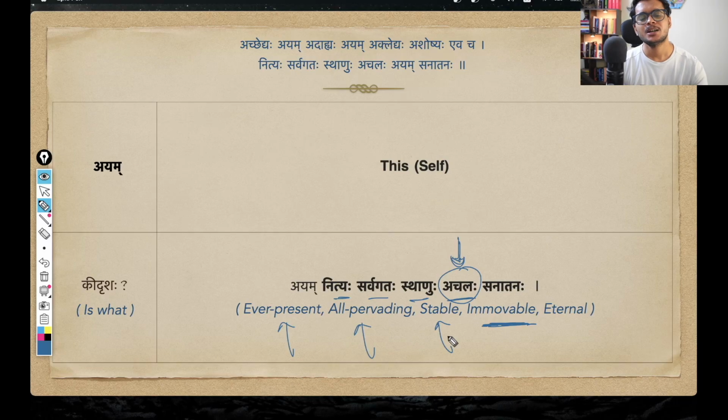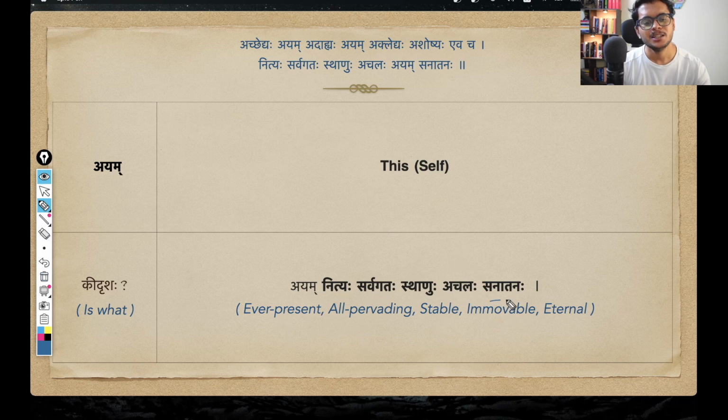This achalaha can also be understood as something that is immutable. And that again we are seeing with this same thing, that if it cannot be cut through, if it cannot be made wet, if it cannot be dried up, then of course it is avyaya. It is immutable. It is changeless. So it can be understood in that term also. But the literal meaning we get is achalaha, immovable.